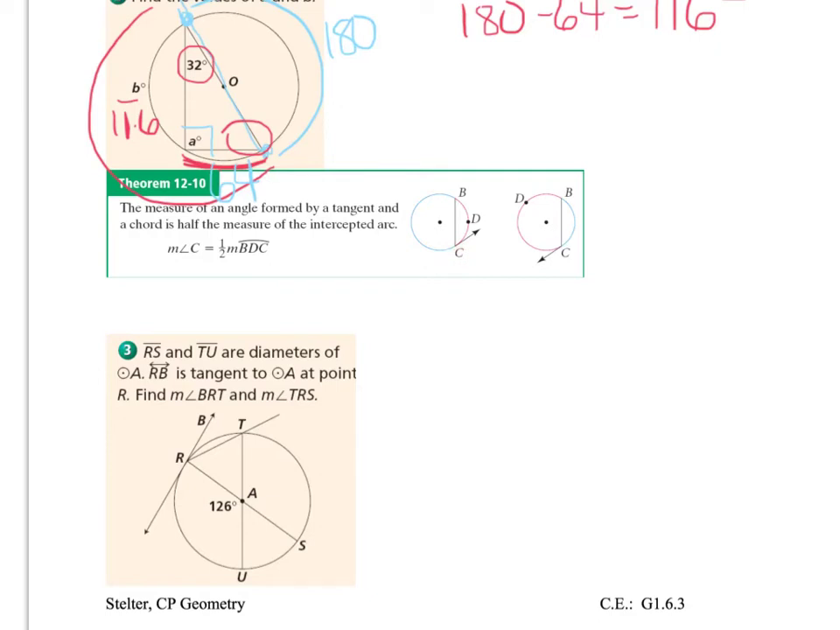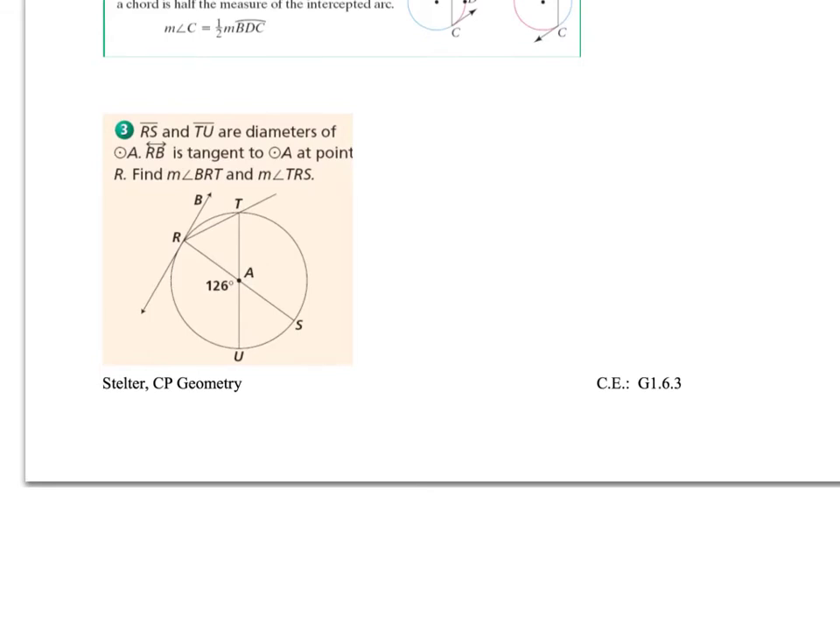Alright, so when you do example 3 here, this is going to get really creative, so have your eyes open. Basically, it says RS and TU are diameters, so keep that in mind because sometimes we forget that. Line RB is tangent to circle A at point R. Find angle BRT, so let's just label that, that is this angle right here, and the measure of angle TRS. So TRS is going to be this right here.